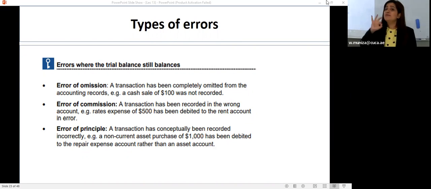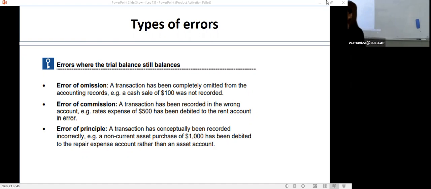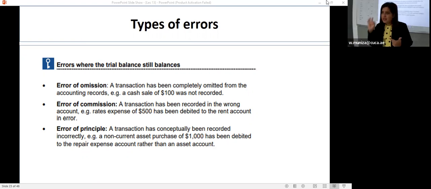Now come to the error of principle. Error of principle is the type of an error in which we have wrongly made an accounting entry in the wrong head of account. For example, instead of debiting asset, we have debited expense. Both the balances are debit. Even the balance of the asset is debit and the expense is also debit. But now we have made a wrong entry in the wrong head of account. Where the major principle is going to be wrong, this is error of principle.